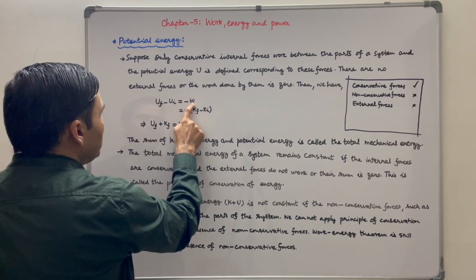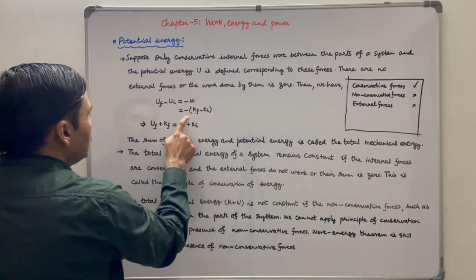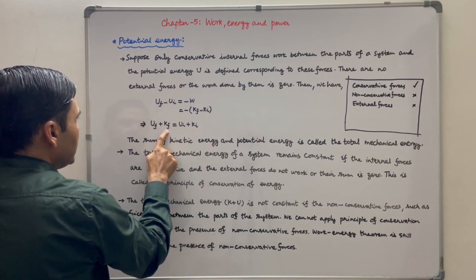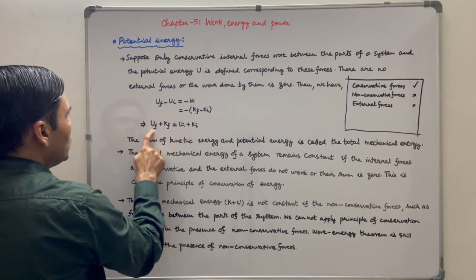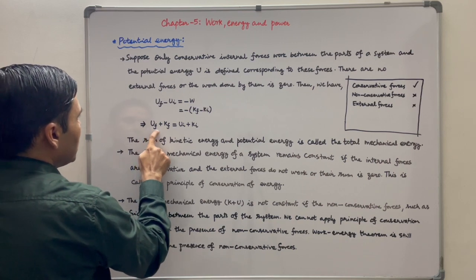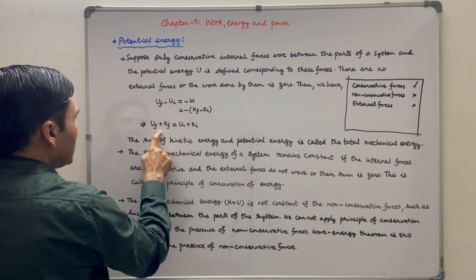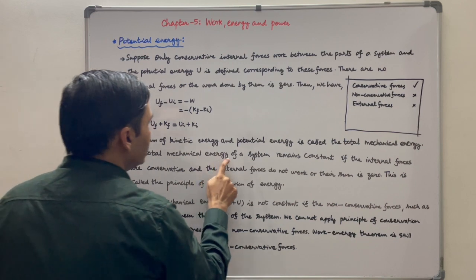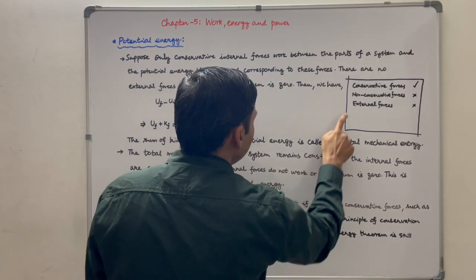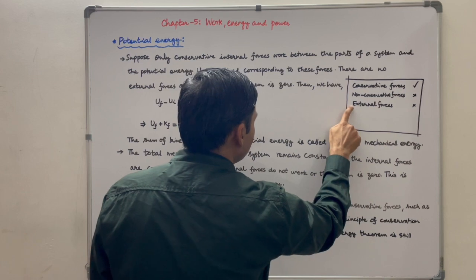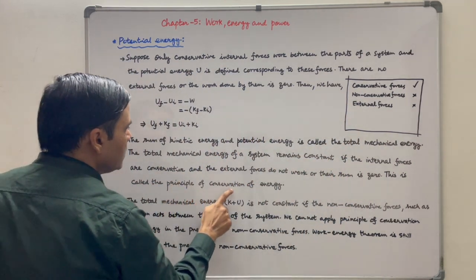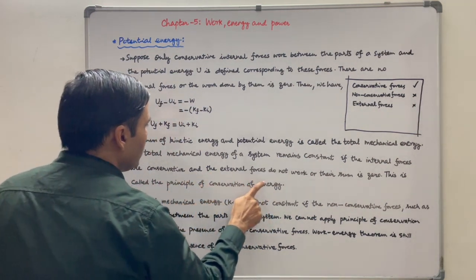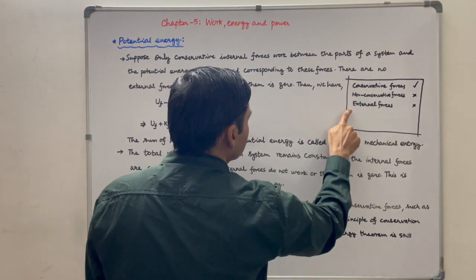From the work energy theorem, replace W by Kf minus Ki. So UF plus Kf is equal to UI plus Ki. Sum of kinetic energy and potential energy is known as total mechanical energy of the system. From this equation, total mechanical energy final is equal to total mechanical energy initial. That means total mechanical energy of a system remains constant if these conditions are met by the system. This is known as the principle of conservation of energy. In other words, we can apply the principle of conservation of energy when the system meets these conditions.